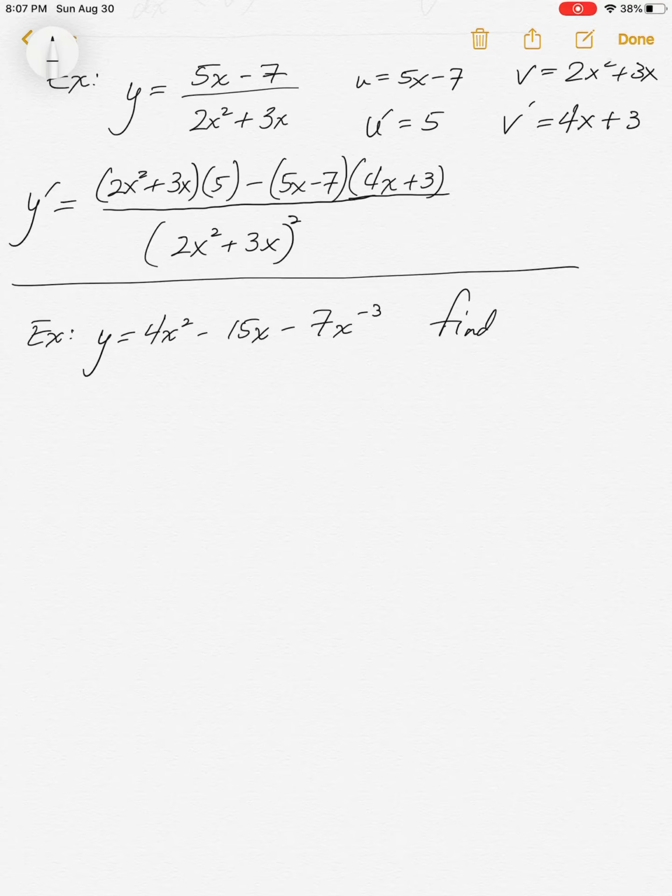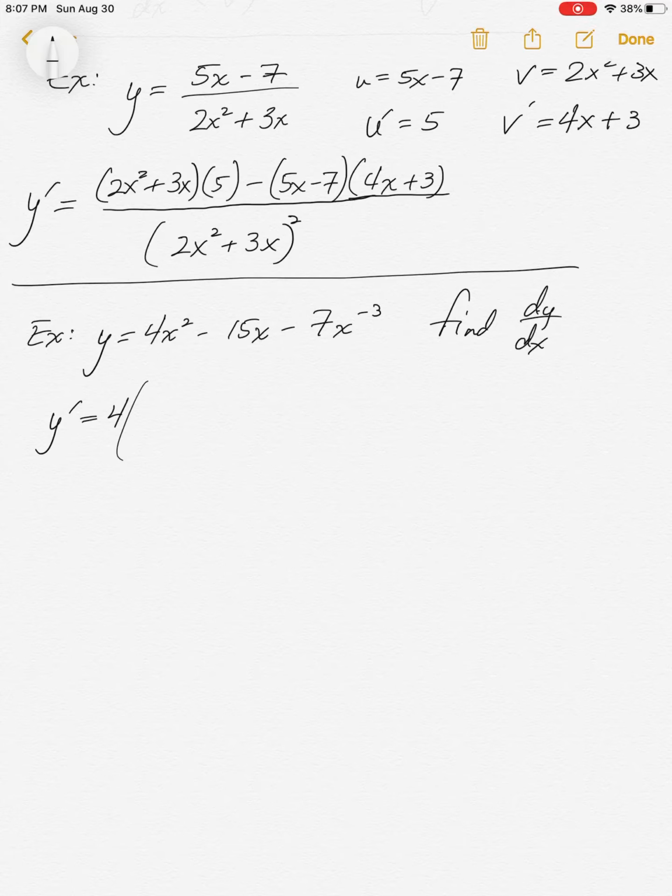Before you go jumping into the problem, I want you to look at that and identify all the components. And look at the rules you're going to need to use. The first term, you need the power rule. Second term, you need the power rule. Third term, you need the power rule. So the whole thing consists of the power rule. So we're going to find dy dx. That's the same thing as y prime.